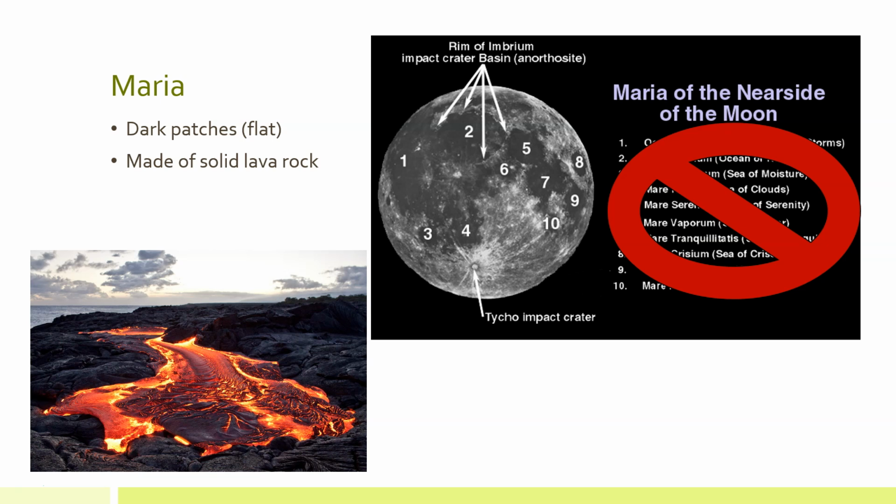What happens when hot rock cools down? Well, it hardens and becomes solid rock instead of liquid. This solid rock is extremely dark in color. These erupting volcanoes created these dark, flat patches of lava rock that we call maria.